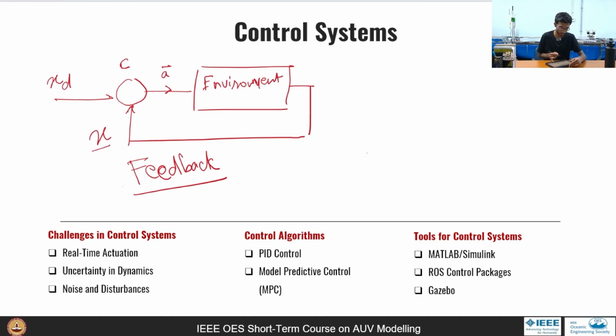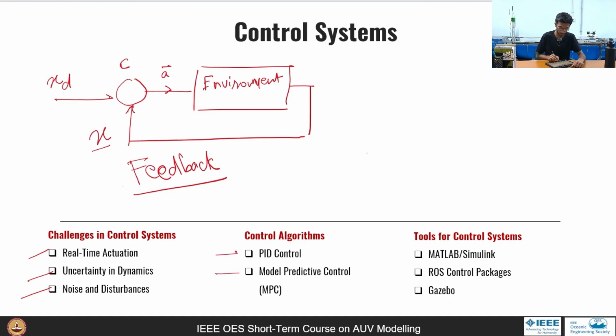In the case of control systems, various challenges include real-time actuation and uncertainty in dynamics. In the case of AUVs particularly, this is a very important concern since the uncertainty in dynamics can lead to inaccurate controls, which is essential to be corrected when implementing controls in a more stable manner. There are also concerns about noise and disturbances, external disturbances that can be present in the system.